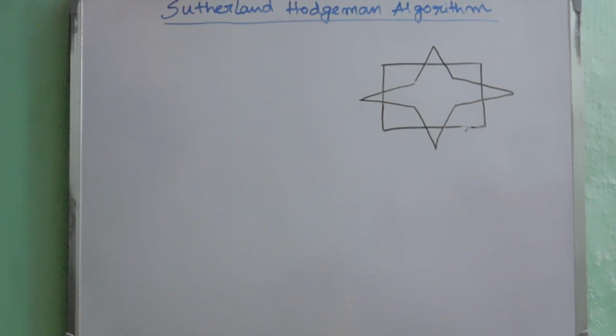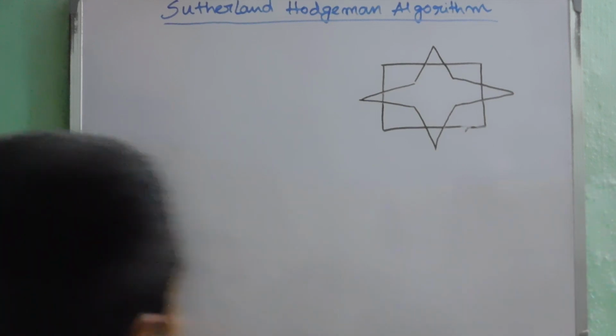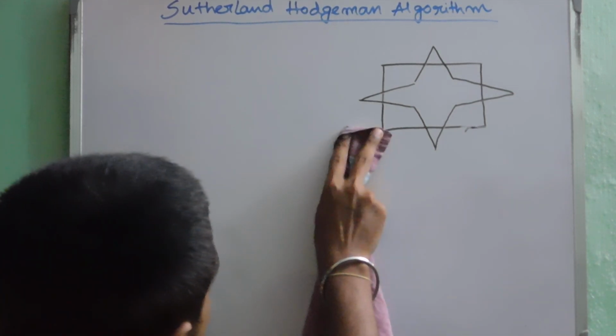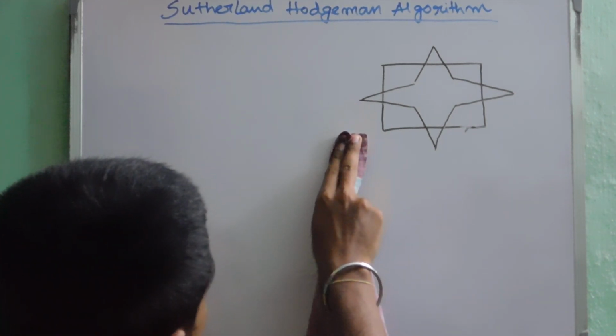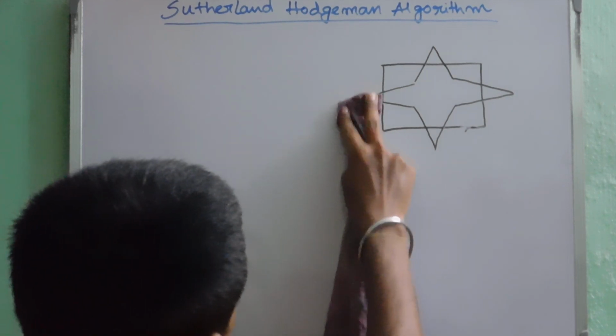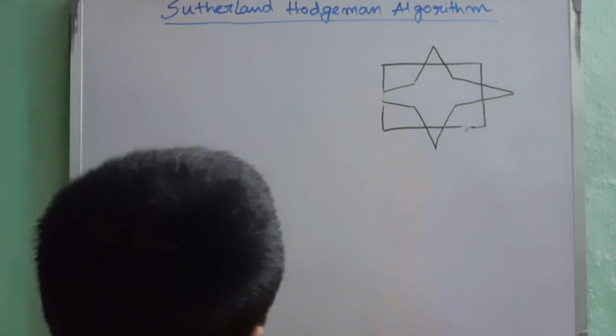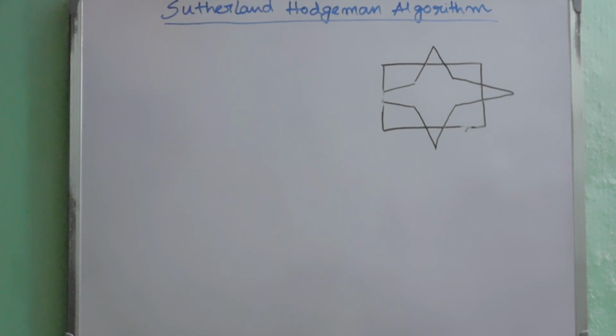Now what we need to do is clip the polygon so that no portion of the polygon remains outside the window. We can do that in 4 steps. The first one is left clip. Now what is left clip? Left clip is nothing but clipping the part of the polygon that is outside on the left side of the window. So this is known as left clip.